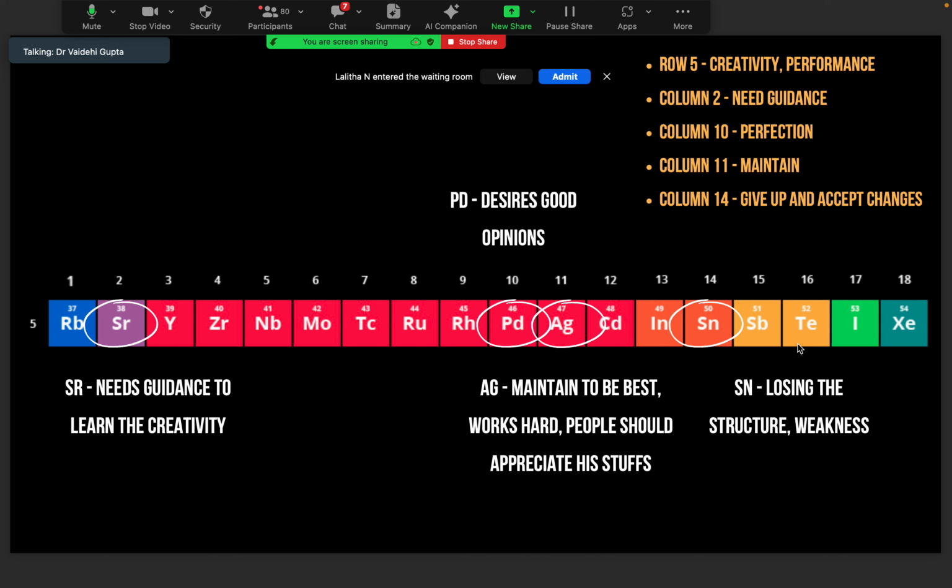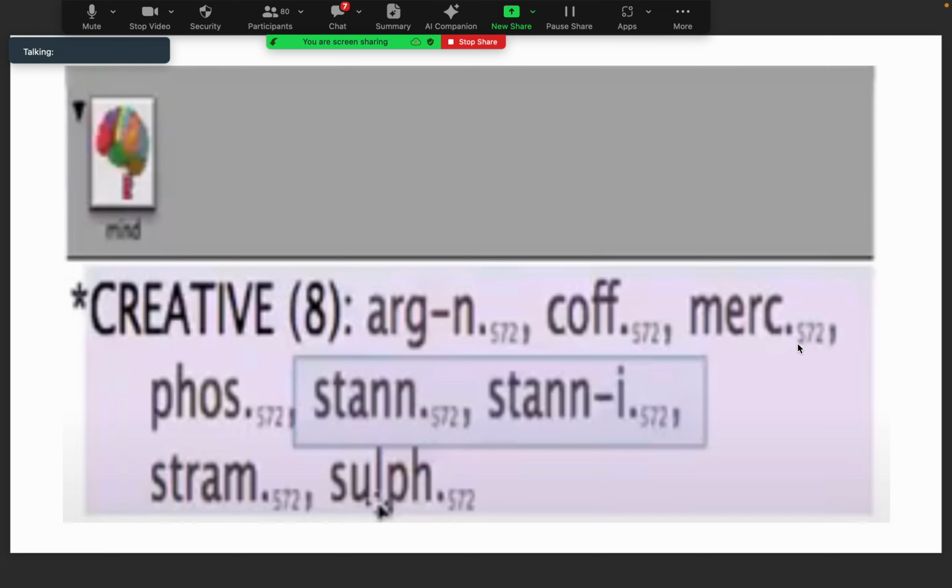Sternum, losing the structure, weakness, because it is the column of give up and accept its changes. So there is a losing of the structure, there is weakness. That's why sternum has weakness. Rubric: creative, sternum, iode.